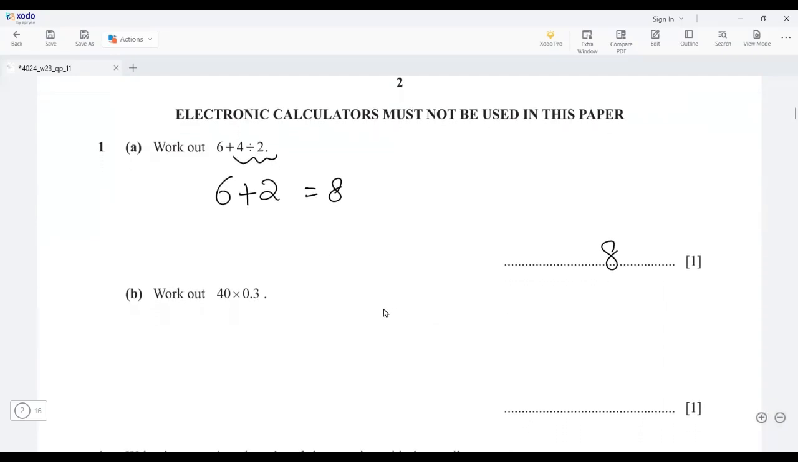The next question is basically 40 times 0.3. The basic rule is you have to remove the decimal and do simple multiplication. If we remove the decimal sign, it will be divided by 10. So the 0 of 40 and the 10 will be cancelled. And 4 times 3 results in 12. So we write down the final answer as 12.